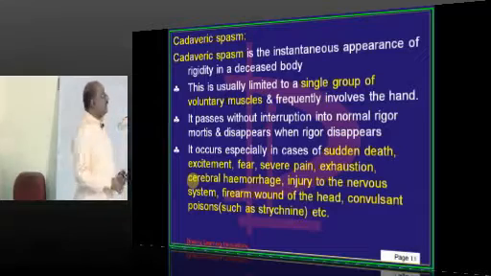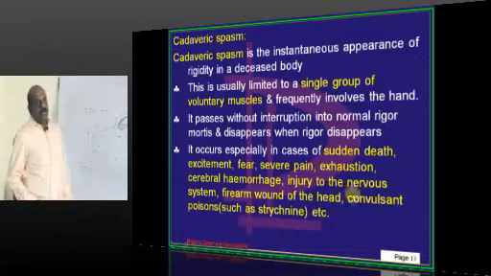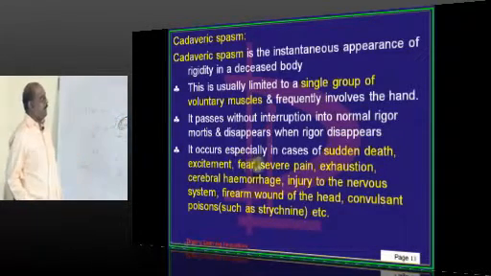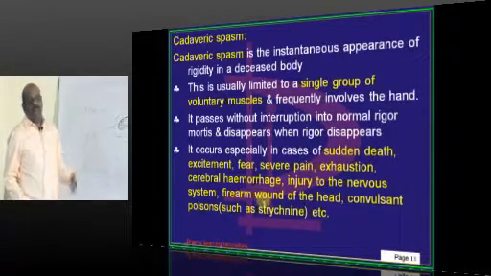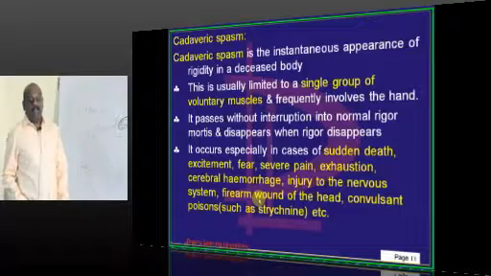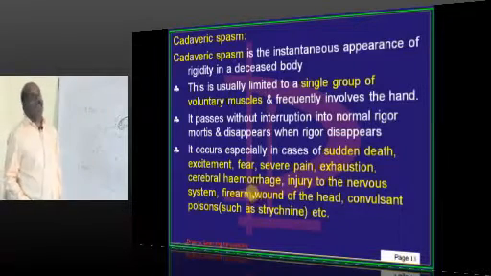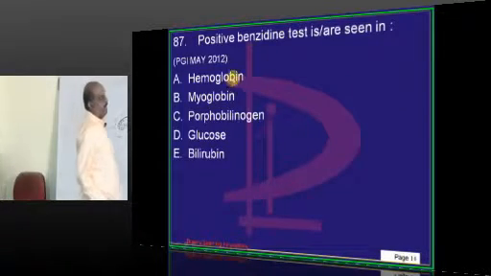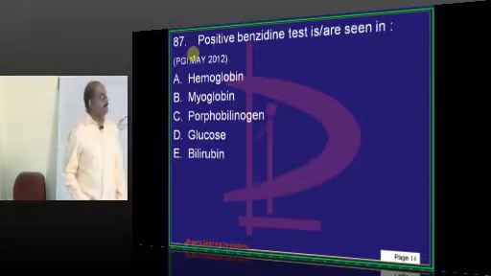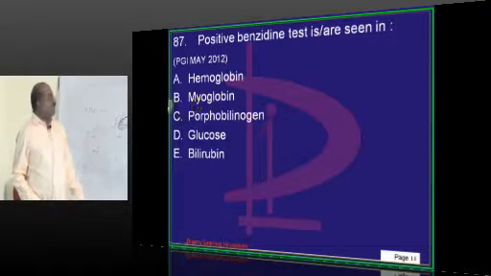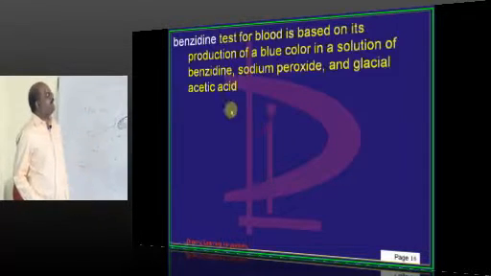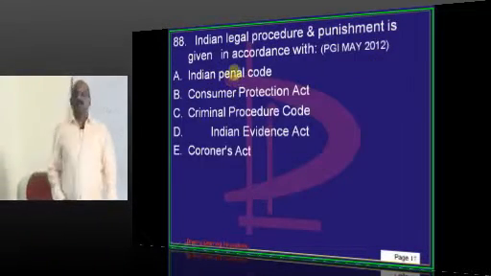Usually it is limited to a single group of voluntary muscles and it usually involves the hand, is what I want to underscore. Sudden death, excitement, fear, severe pain, exhaustion, and neurological dysfunction at the time of death are the predisposing factors for cadaveric spasm. Benzidine is basically to detect blood. So both hemoglobin and myoglobin can be detected by a positive benzidine test.